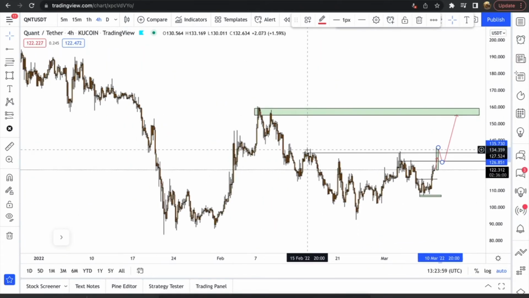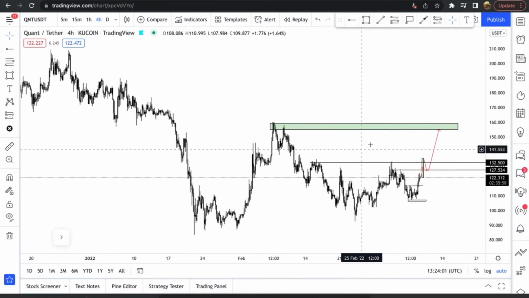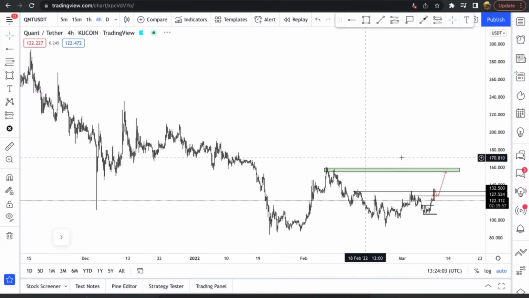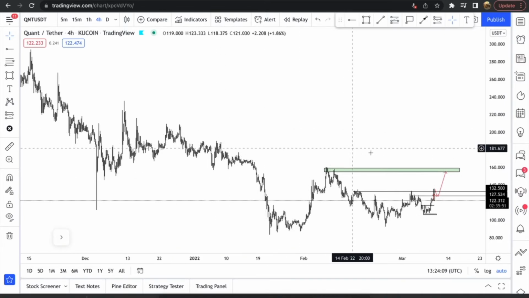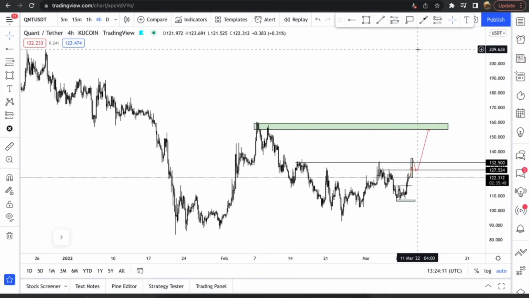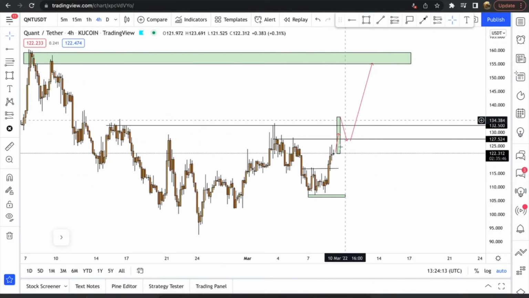that we can target. And then, of course, once you start tapping into these areas, if you then start breaking out of these areas, then you can start targeting these higher levels up here and so on. But we'll cover that once we get to that, and I don't want to get too ahead of ourselves.